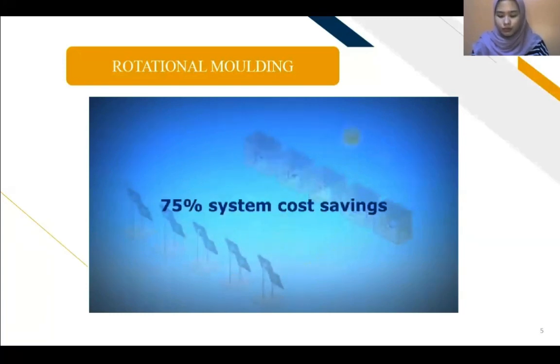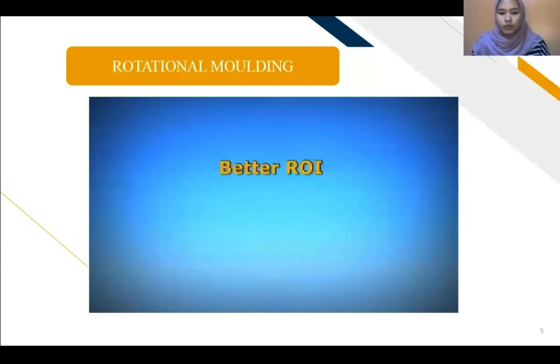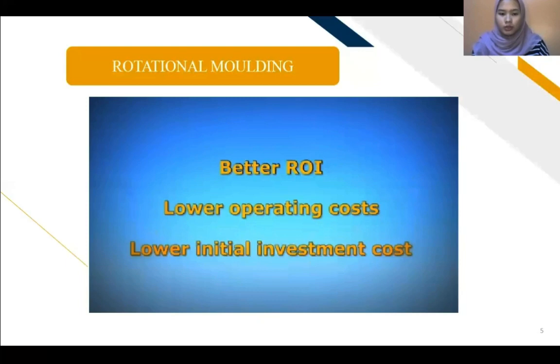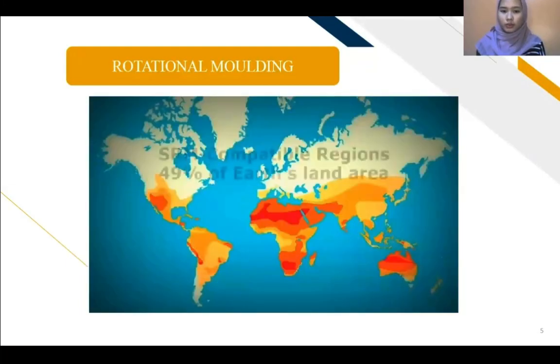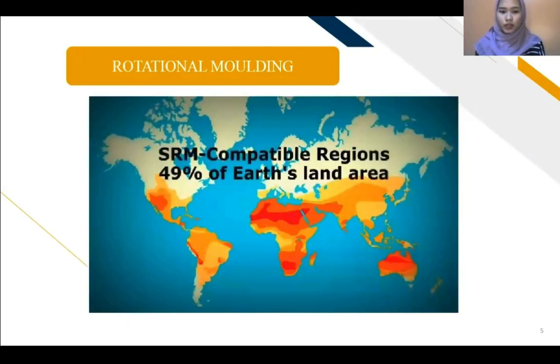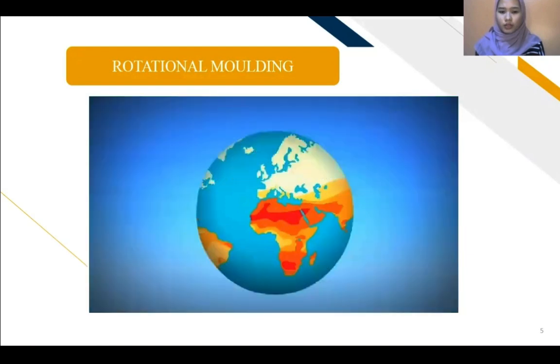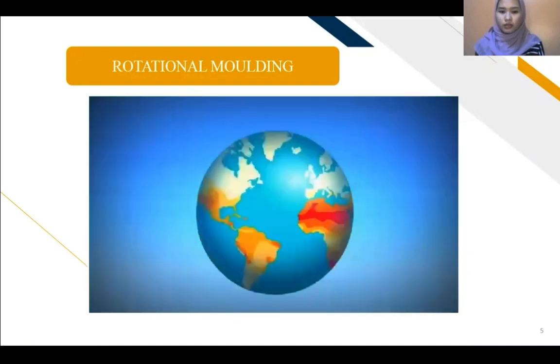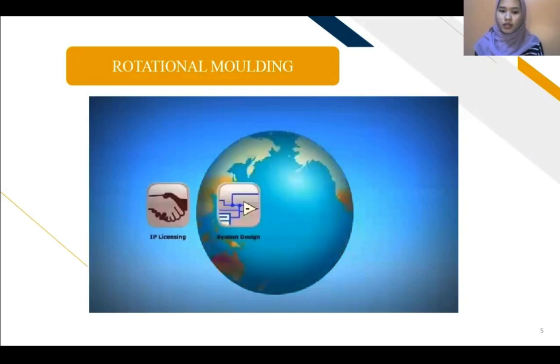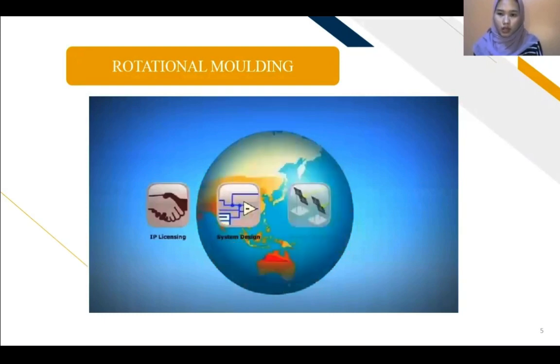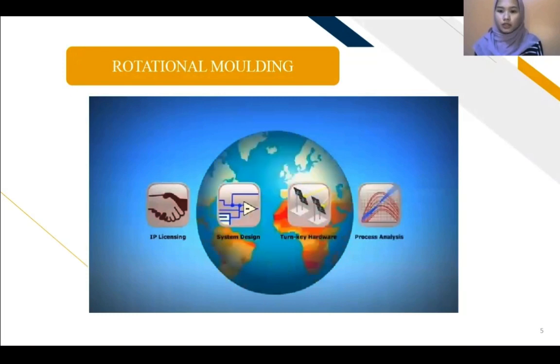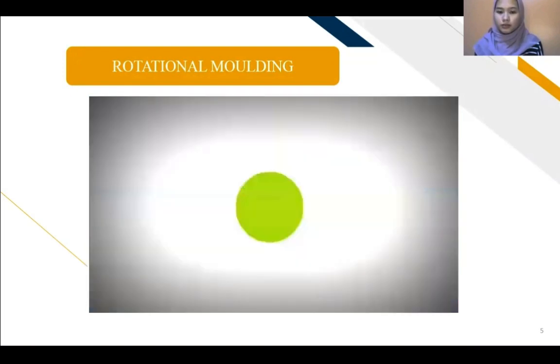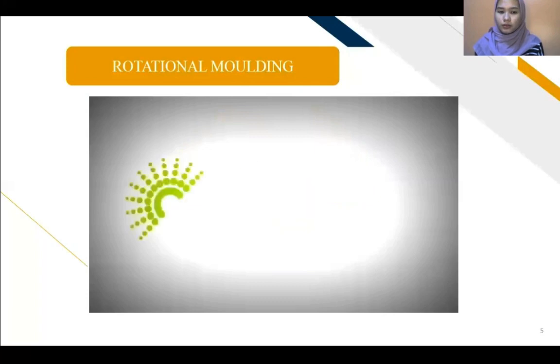SRM is unique among solar processes in that it offers better ROI, lower operating costs, and lower initial investment implemented in areas where solar electricity, farming, or most other economic activity is not viable. Light manufacturing provides IP licensing, system design, turnkey SRM hardware, and process analysis for clients around the globe. Whether you're a rotational molding equipment manufacturer, plastic molder, or an NGO, Light Manufacturing is ready to work with you.